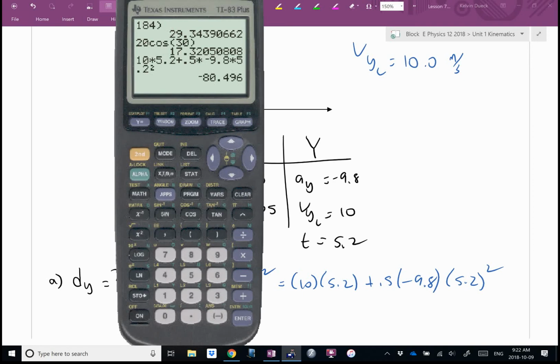Should the negative scare me, or should the negative make me smile? Why do I smile? What's the negative telling me? Oh, I should have expected a negative, Martin. I did end up below where I started from, because I'm on a cliff, and I ended up down there. So the fact that I got a negative actually made me relax. 80.5.